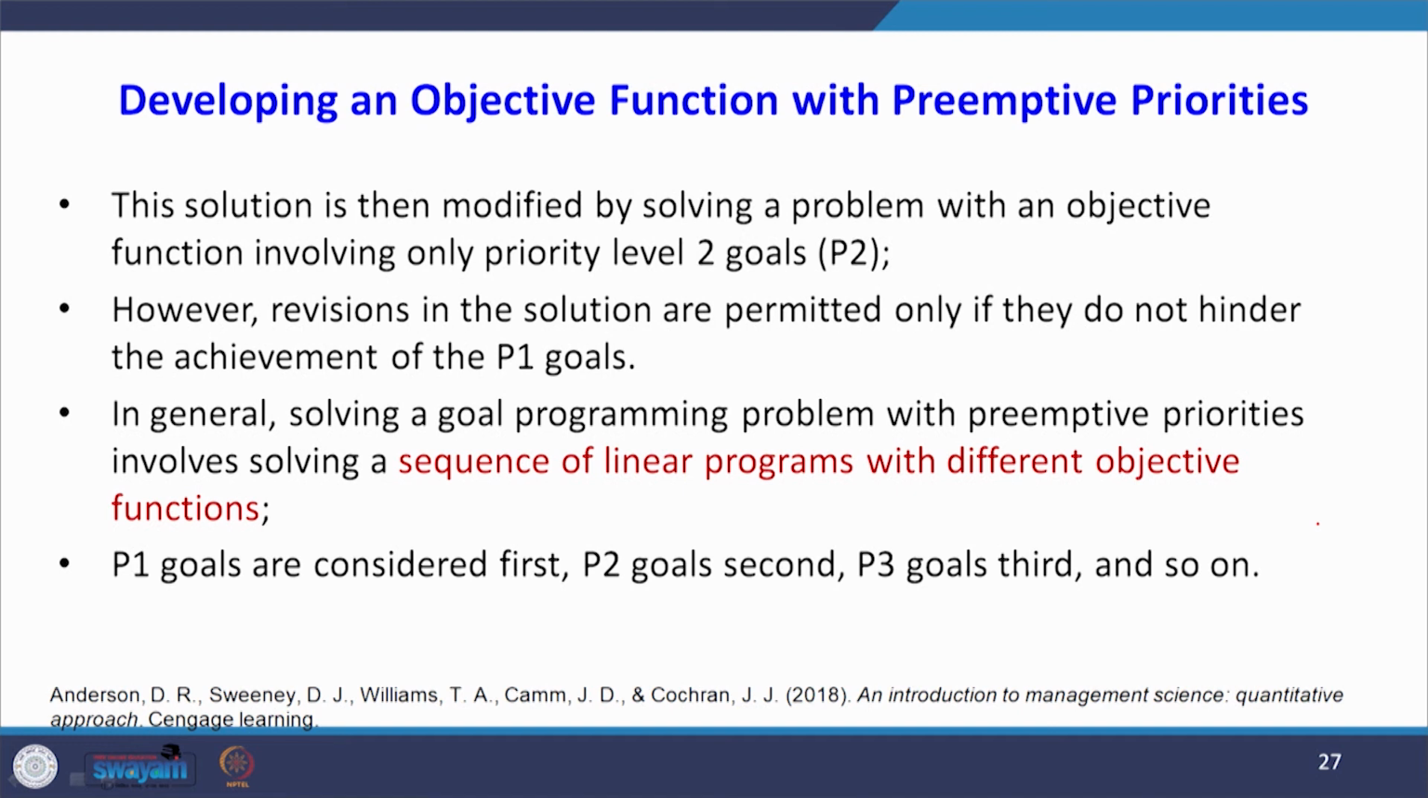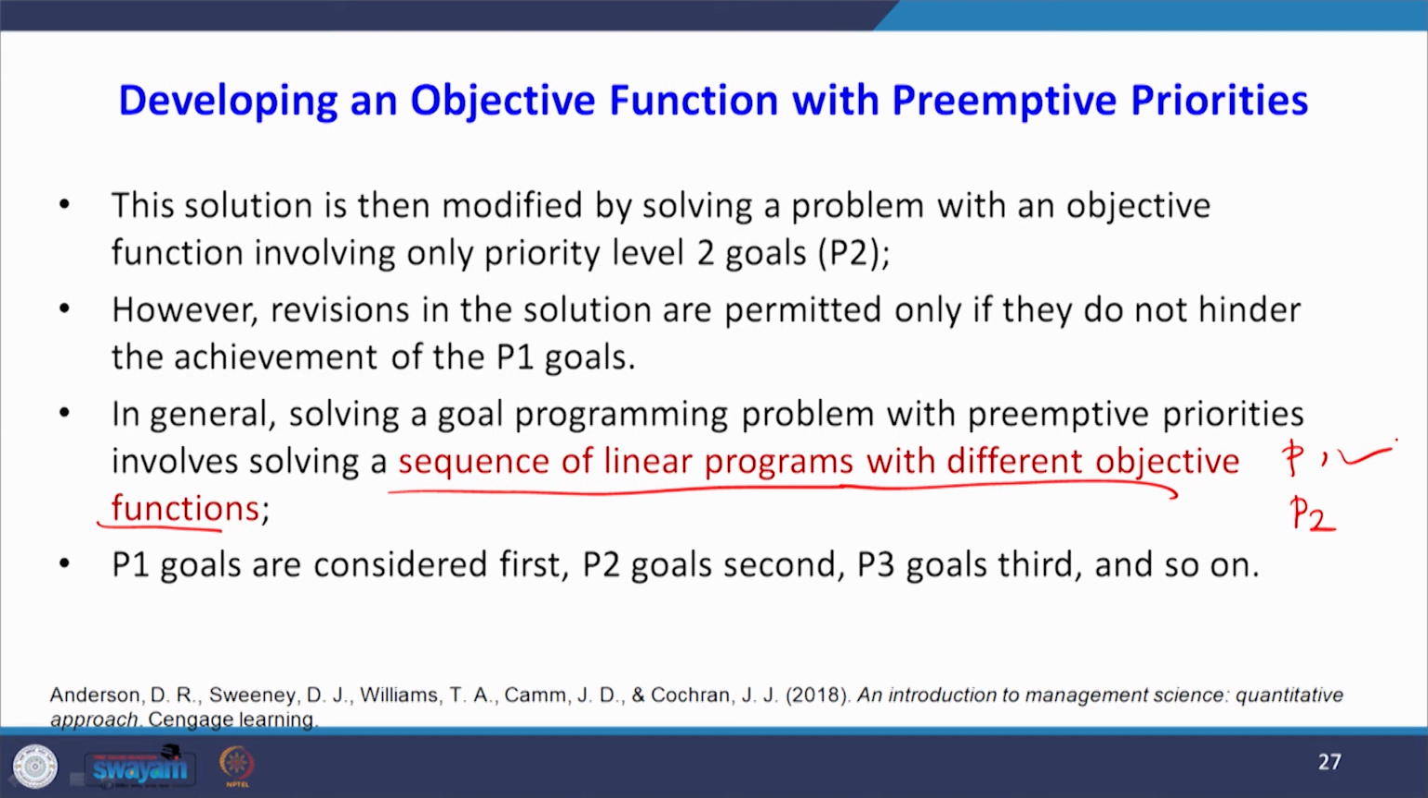However, revisions in the solution are permitted only if they do not hinder the achievement of P1 goals. That means, in goal 2, we can achieve goal 2 without disturbing the solutions of goal 1. In general, solving a goal programming problem with preemptive priorities involves solving a sequence of linear programs with different objective functions. For example, first we have to solve P1, then we should solve P2. While solving P2, the solution obtained for P1 should not be sacrificed.